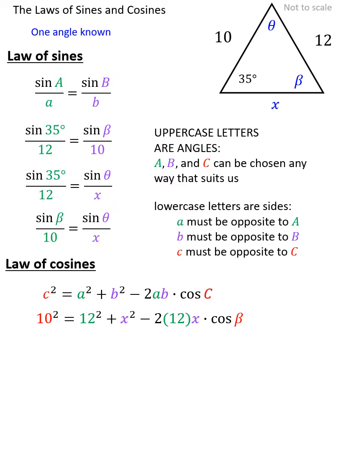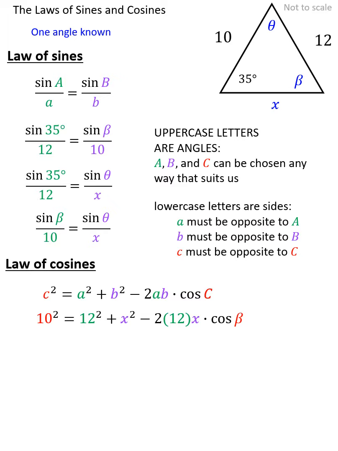So you'll notice in this first rendition of the law of cosines, I've chosen beta as my angle. But because I chose beta as my angle, I had to choose side length 10 as my side C. In other words, whatever angle you choose at the end of your formula in the cosine, you must choose the corresponding opposite side to start your formula.